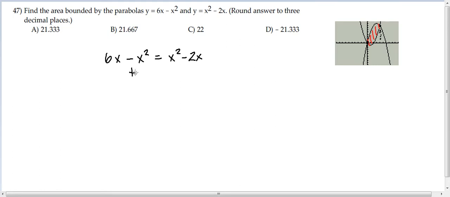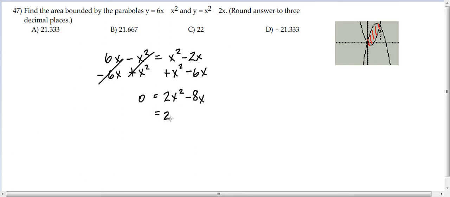Alright, so when we add x squared over to here, and then subtract 6x over to here, we'll get 0 equals 2x squared minus 8x, or 2x times x minus 4 equals 0. So that's equal to 0 when x equals 0. If this thing is 0, then the whole thing's 0, or if x is 4. As we could tell from the graph, these two functions cross each other, or equal each other, at 0 and 4.